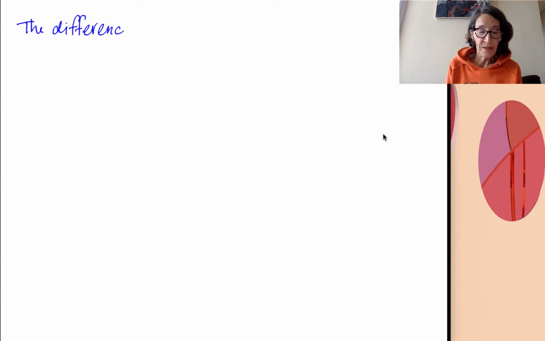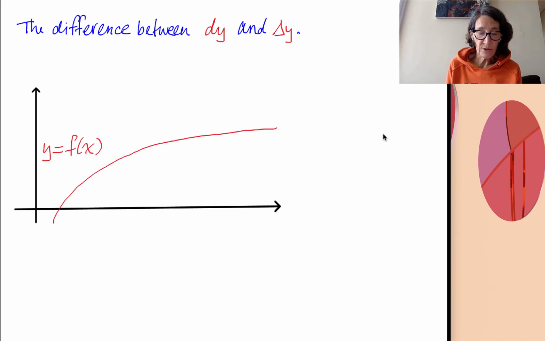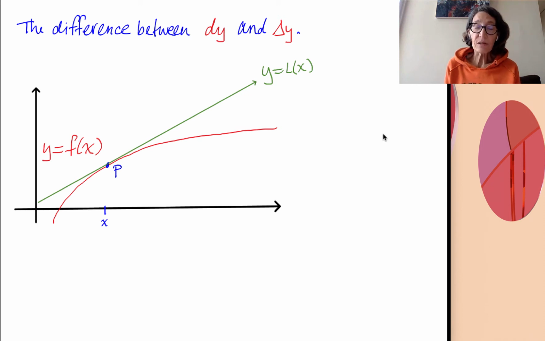So we're going to look at now what dy represents geometrically. So we're going to look at the difference between dy, the differential, and delta y, the change in y of a function. So let's just look at a curve. Y equals f of x, some curve. And so let's take a point on that curve and draw the linearization of f of x at that point P. So remember, the linearization at a point is the same as the tangent line to the curve at that point.